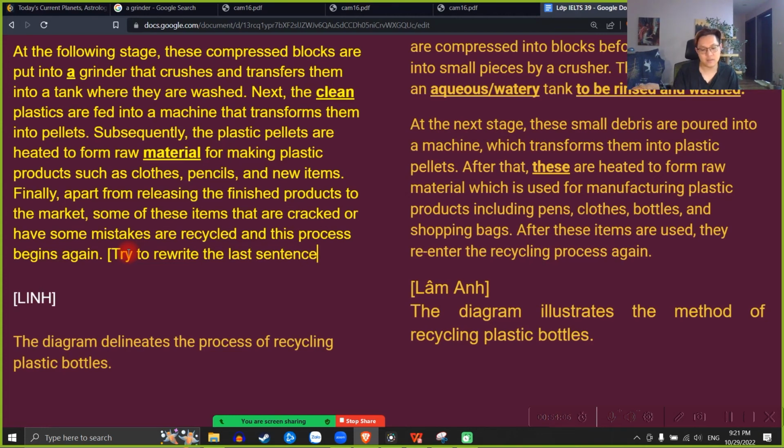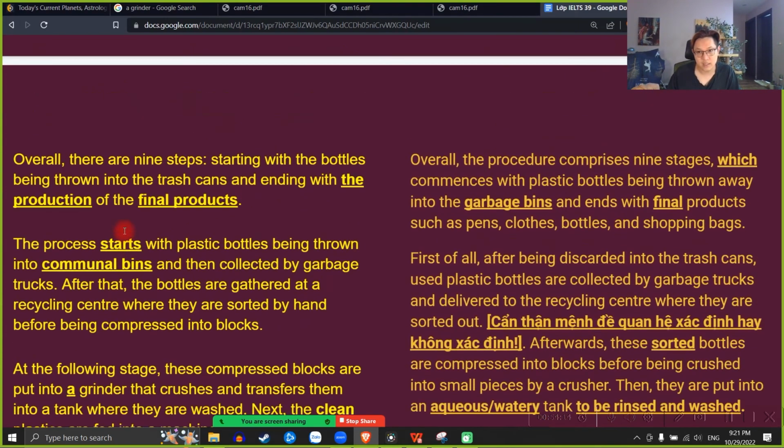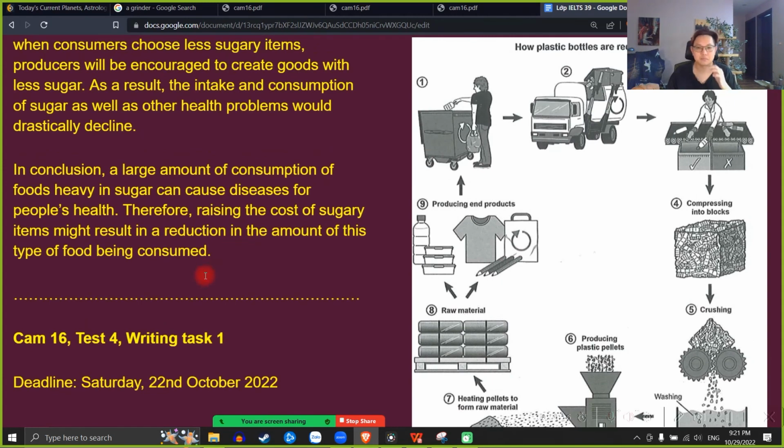Okay, mọi người nhớ cái vụ mà giả định an toàn hay không an toàn không? Do you know what is safe and unsafe assumption? Safe assumption here, it's for example, from step number 9, I say that producing end products, right? I can assume that after usage, if these products are badly damaged and cannot be used anymore, they will be recycled. That is a safe assumption.